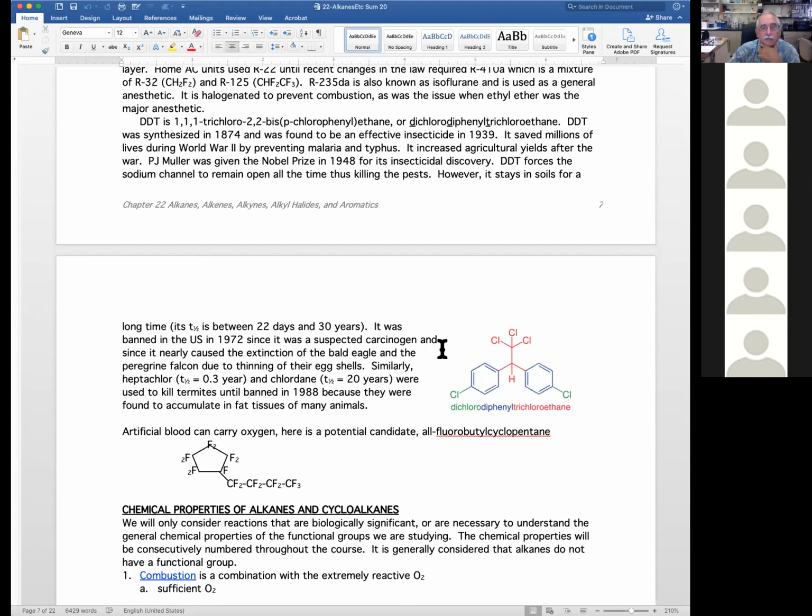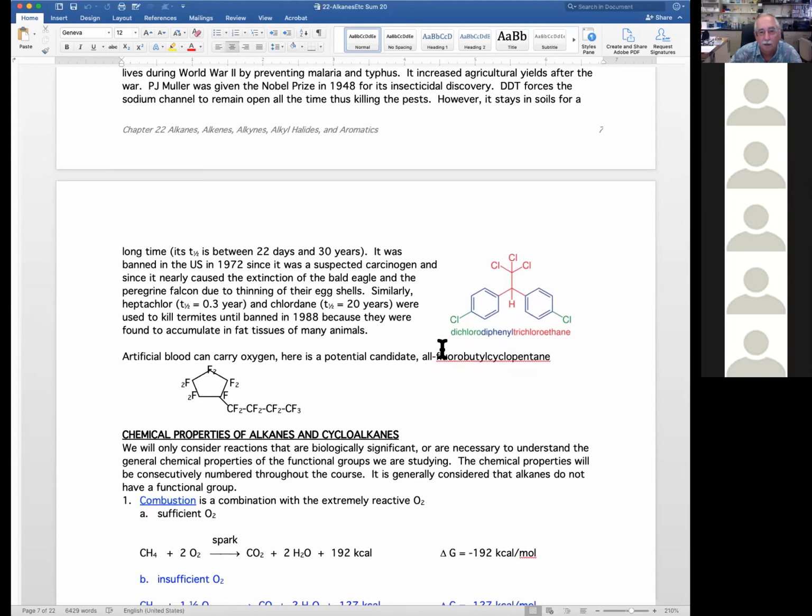I remember when I was a kid, they used to spray DDT up into the valleys here in Hawaii, and we'd smell it. You'd come around at night, and there'd be a truck going through the neighborhoods just spraying this stuff to kill mosquitoes.